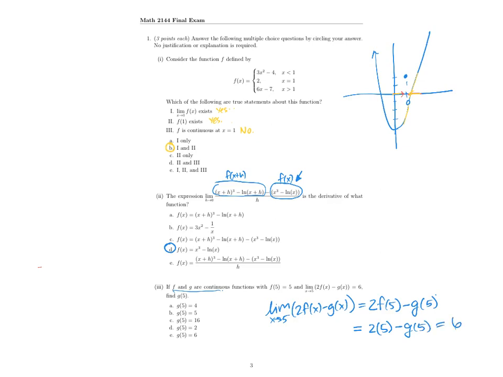So now I can solve this equation for g of 5. So I have 10. I can subtract that over. I get negative g of 5 is equal to 6 minus 10, which is negative 4. I can multiply both sides by negative, and I get g of 5 is equal to 4. So this is the answer here, A.